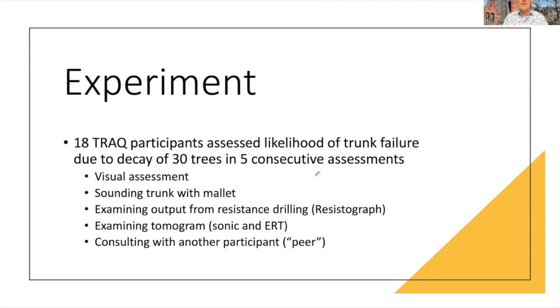Each person gave 5 different likelihood of failure ratings for all 30 trees, and they did them consecutively. So after the visual assessment, they would give a likelihood of failure rating. And then after sounding the trunk with a mallet, they would give another likelihood of failure rating, and so on, so that each assessment was given its own rating. It wasn't as if people waited until the very end to give a likelihood of failure rating.